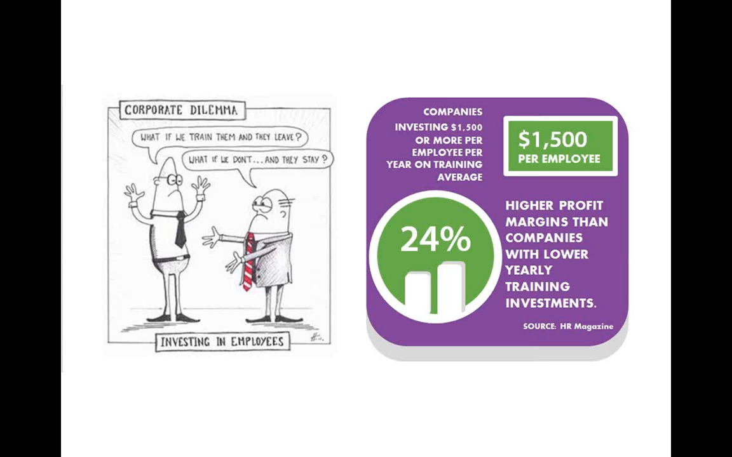And Jessica already included the cartoon that I added. What if we train them and they leave? What if we don't and they stay? You have to train them. Got to do this. So companies investing $1,500 or more per employee are 24% more profitable. And trust me, $1,500 per employee, when you're talking about the average professional services firm realizing over $100,000 in revenue per employee, that's the average. This is not a massive investment for a significant return, okay? This works. These are not outrageous numbers.